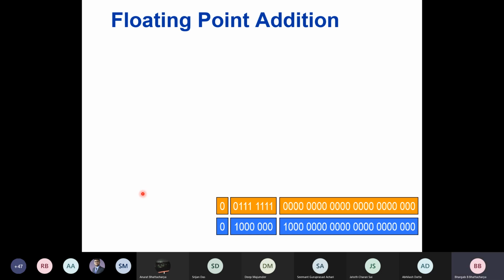Had it been a simple integer, you could have started adding bit by bit, right? But that process won't work here because you have an exponent field, and this is 2 to the power something, and this is 2 to the power of a different value, so the exponents do not match. So therefore, adding this significand value doesn't make any sense, right?